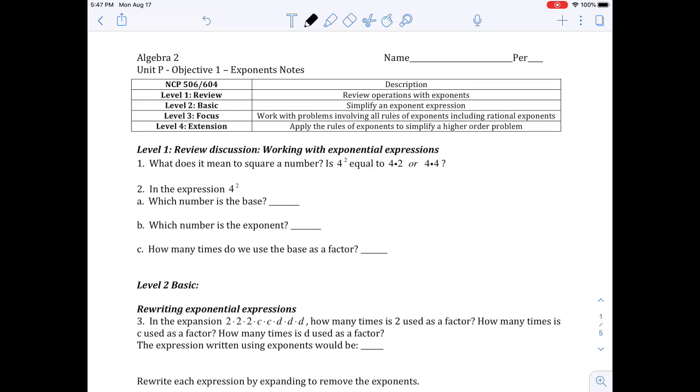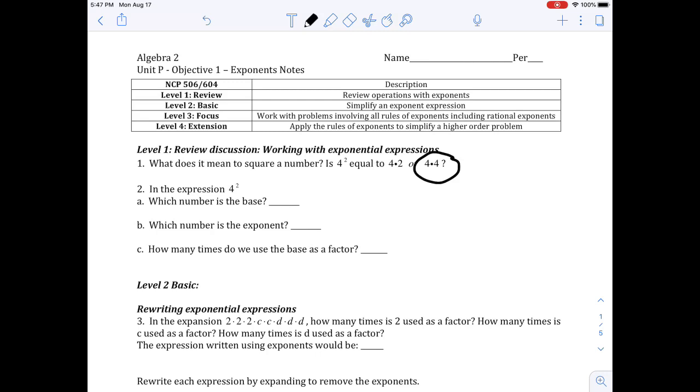What does it mean to square a number? Is 4 squared equal to 4 times 2 or 4 times 4? When we square a number, it means to multiply the number by itself. So 4 squared is equal to 4 times 4.